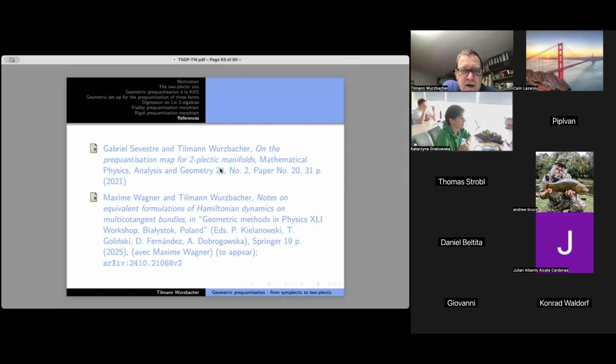Then there is a second question, from Kalin Lazaroyo. Can you comment on the relation to the deformation quantization approach? Yes, it's a good question, but I don't know. Is there something like deformation prequantization?